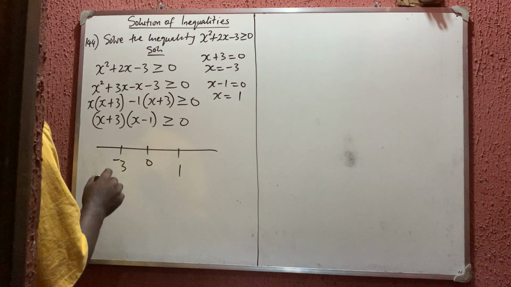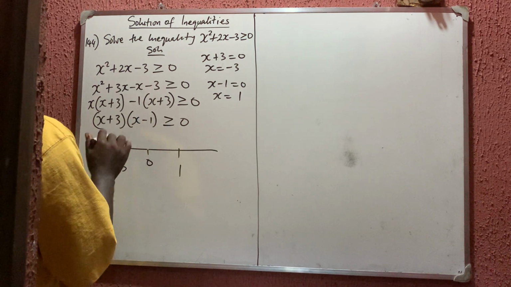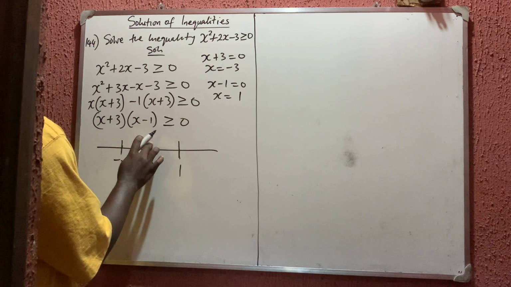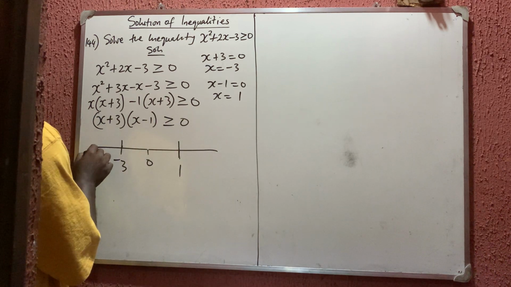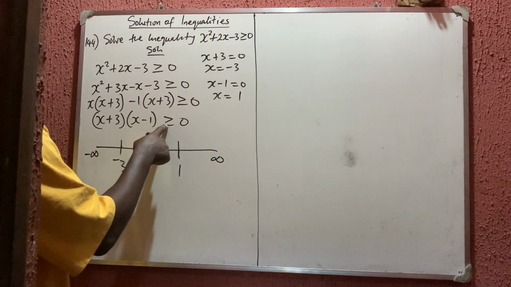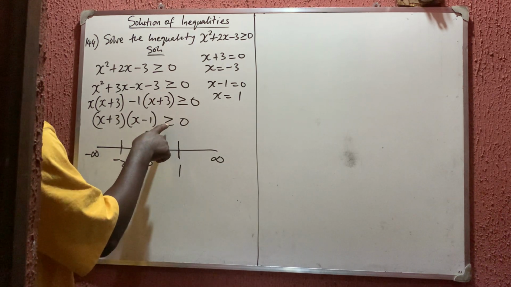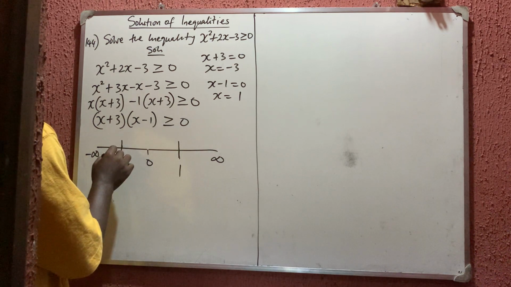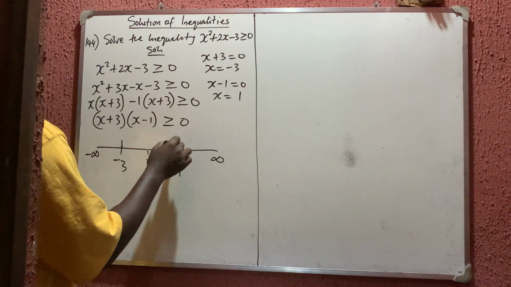So we need to check these three regions: inside this place, here and here. So here is negative infinity and here is infinity itself. Now, if you have equal to, any point you are using here must be closed. Any point you are using at this particular place must be closed.